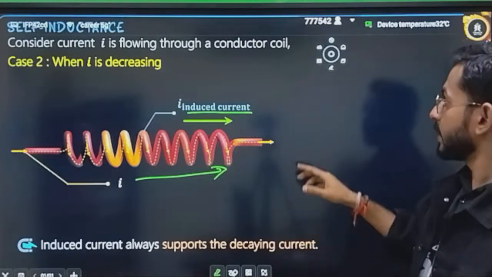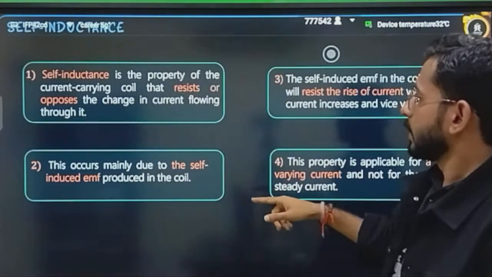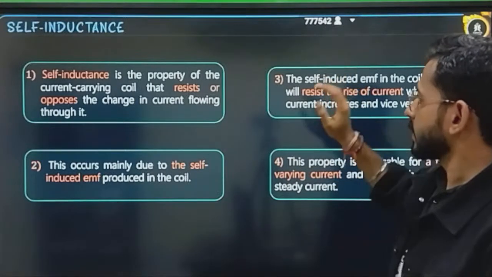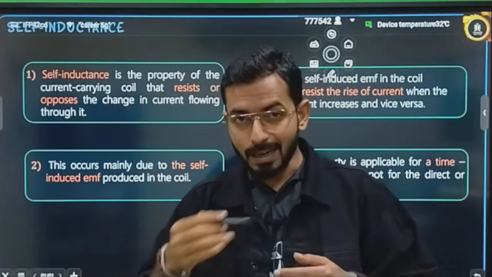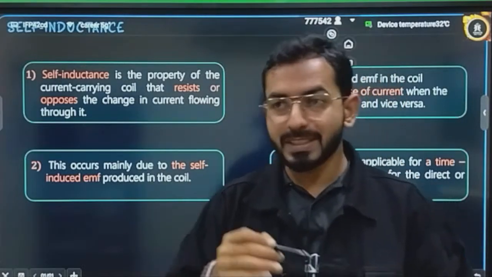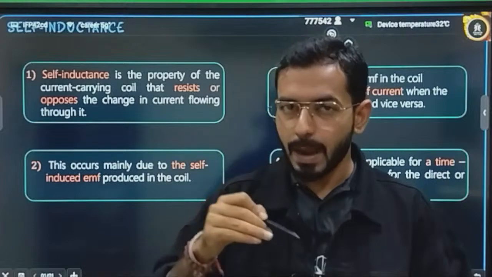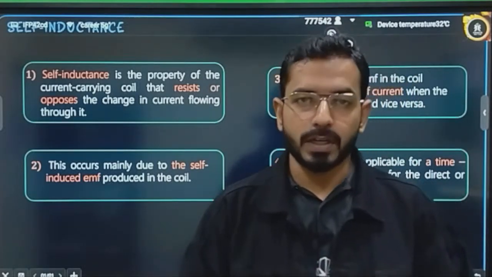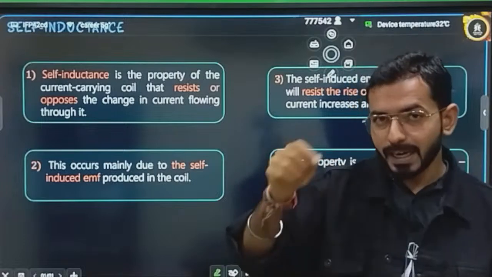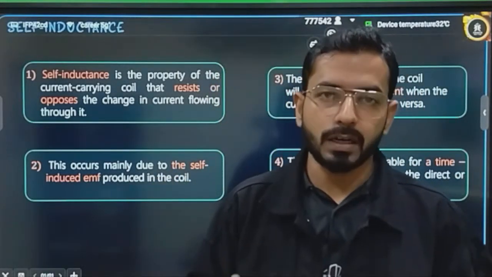So it will support the decaying current. Correct now? Fine. So now let's understand some important points. This self-induction, that automatically due to the change in current, due to the rate of change of current, the induction that is happening inside the coil, that property of coil is called self-induction. And the coil that we have used here is actually called an inductor.